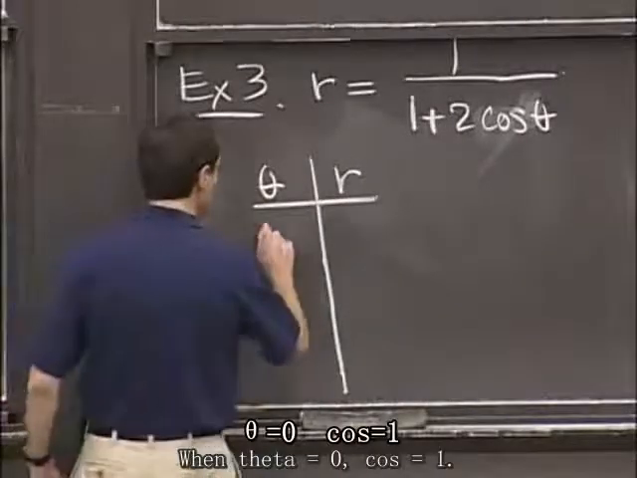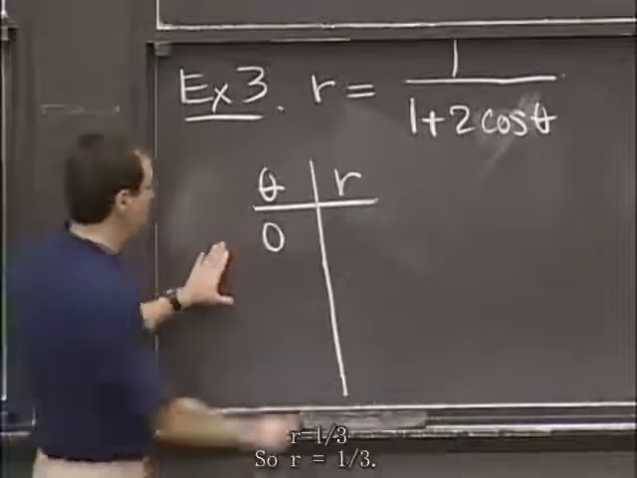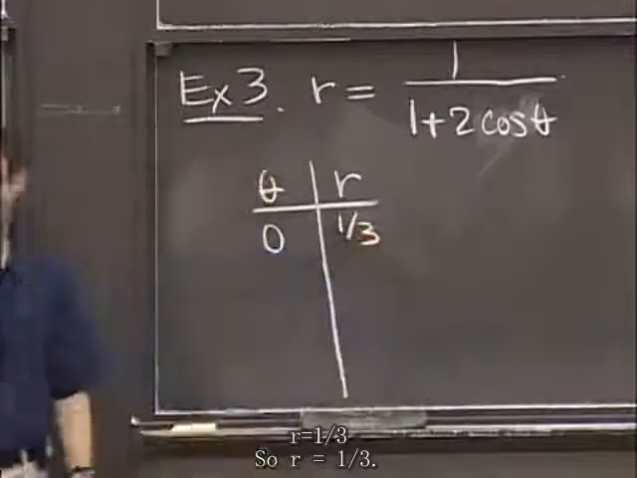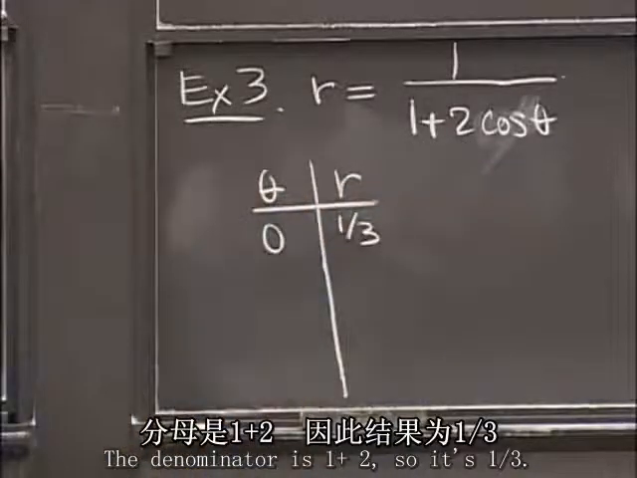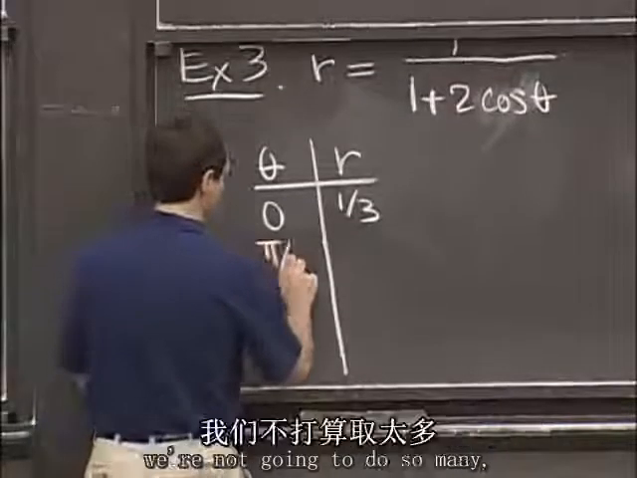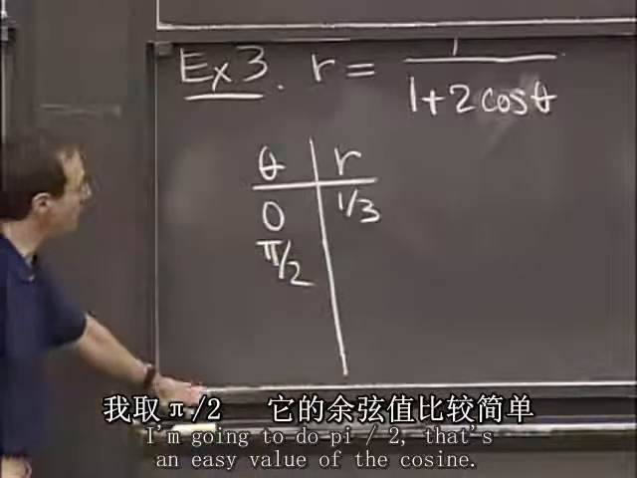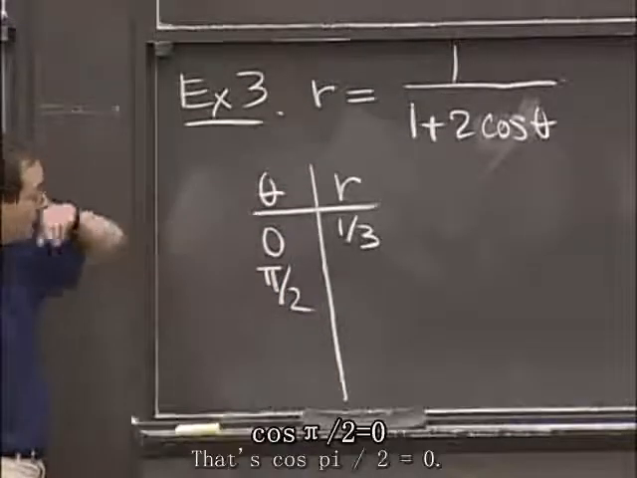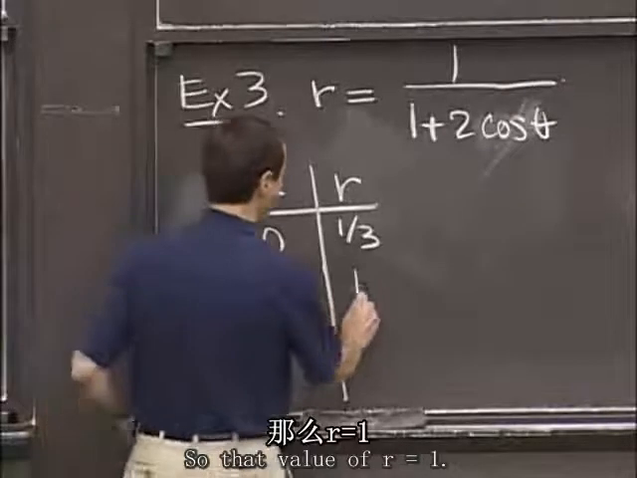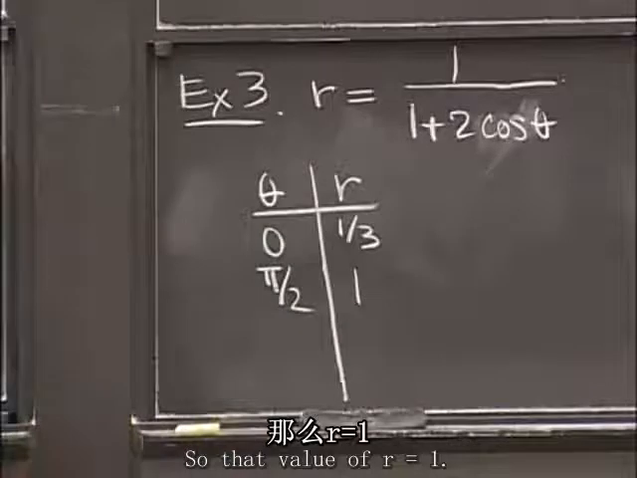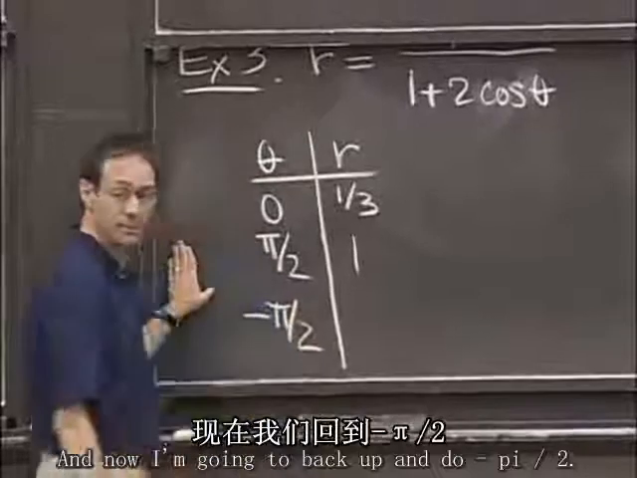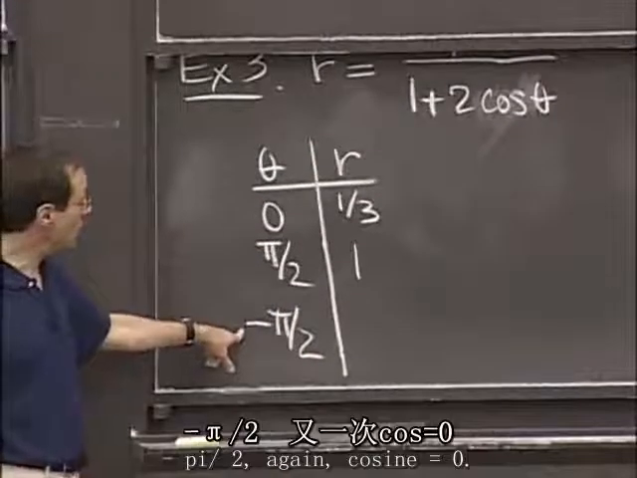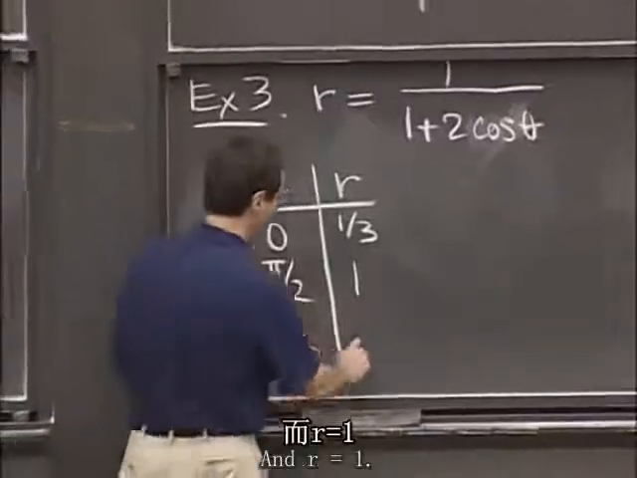When θ is equal to 0, cosine is 1, so r is a third. All right, that's the denominator is 1 plus 2, so it's a third. I'm going to make it easy. We're not going to do so many. I'm going to do π/2. That's an easy value of the cosine. Cosine of π/2 is 0. So that value of r is 1. And now I'm going to back up and do minus π/2. Minus π/2, again, cosine is 0, and r is 1.